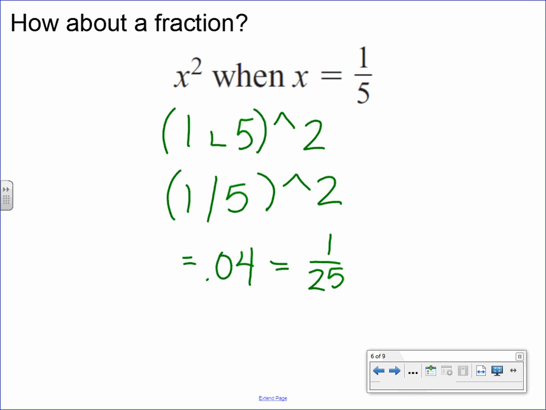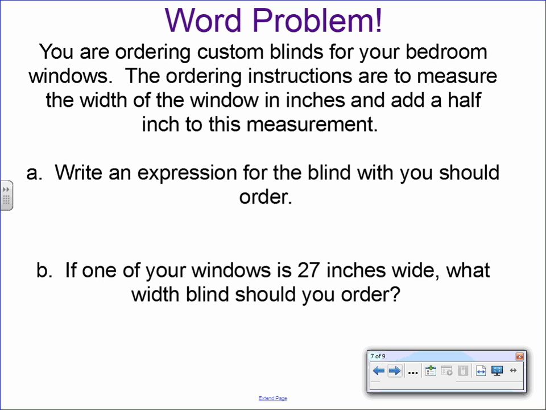Questions? Good. Okay, let's do a word problem.